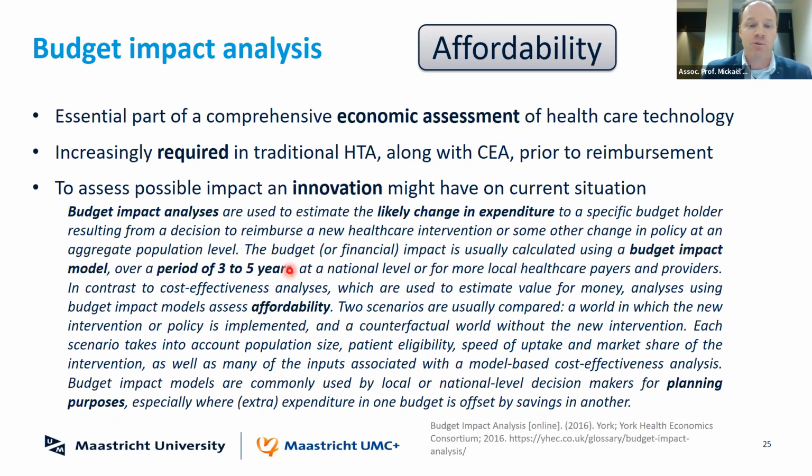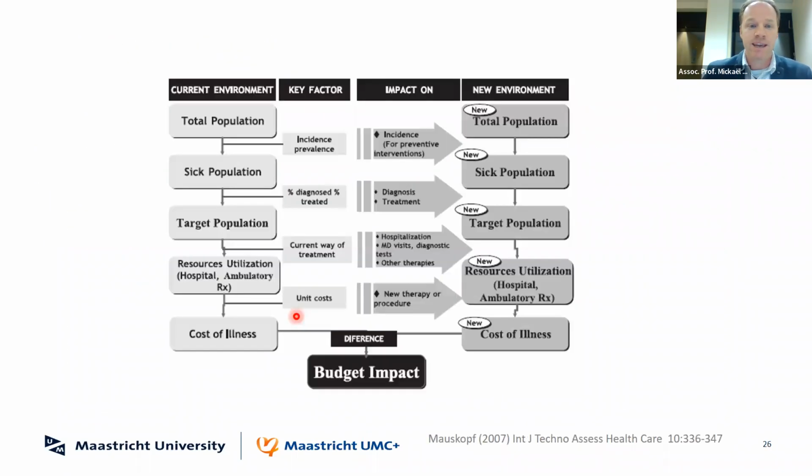Thus we use a budget impact model, typically over a period of 3 to 5 years to really assess the affordability of an intervention. And typically, we have the current environment, the total population, the target population, the cost of illness, and we assess the impact of a new intervention that will potentially affect the target population, affect the resources, and leading to a new cost of illness. And the differences between the new situation and the old situation will lead to the budget impact.